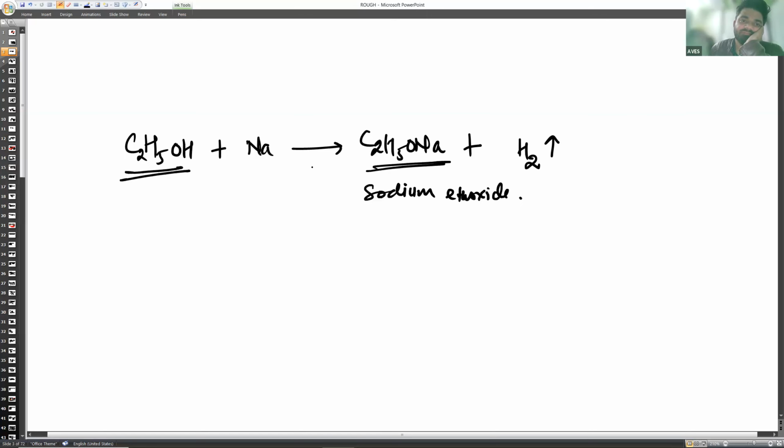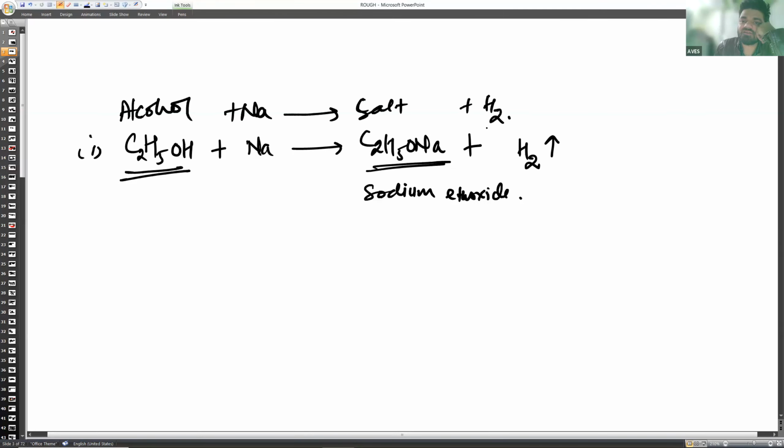Got it? Yes, sir. Next. This is the general equation: alcohols react with sodium, then it will give you salt plus hydrogen gas. Okay.